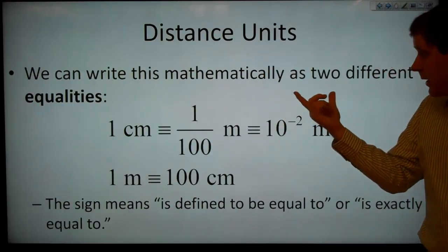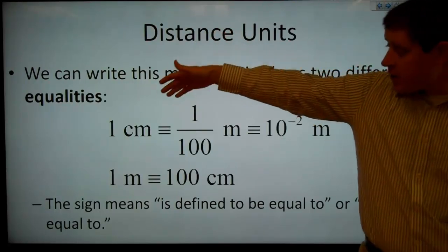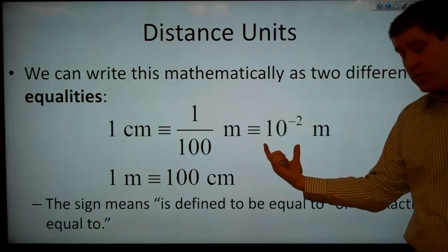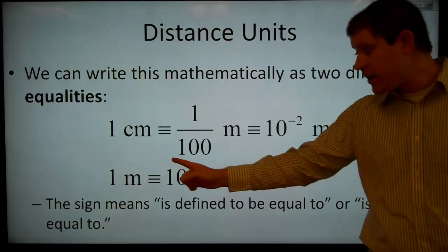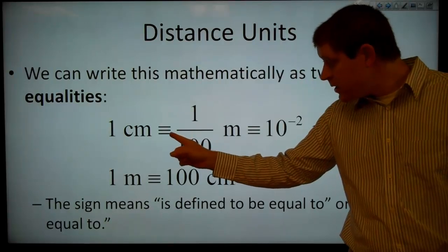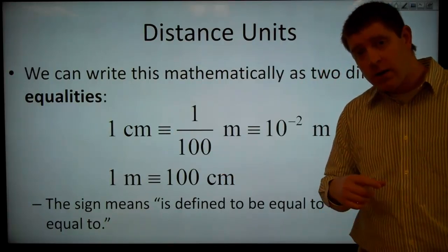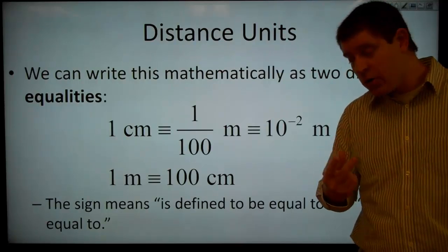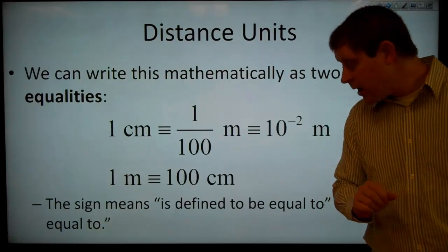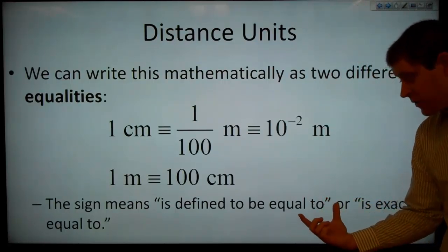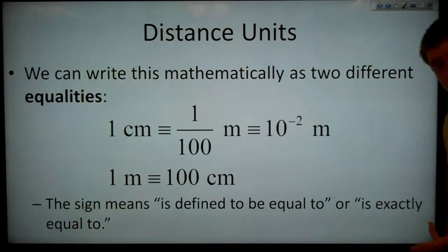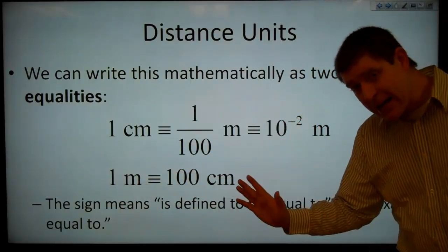We can then write this mathematically as 2 different equalities. We can write it either as 1 centimeter equals 1/100th of a meter, which is 10 to the minus 2 meters. Or we can write it as 1 meter is equal to 100 centimeters. Now note here that these equal signs have 3 lines to them instead of the normal 2, and that three-lined sign means that one side is defined to be equal to the other side, or that it's exactly equal to the other side. So 1 meter here is exactly 100 centimeters.